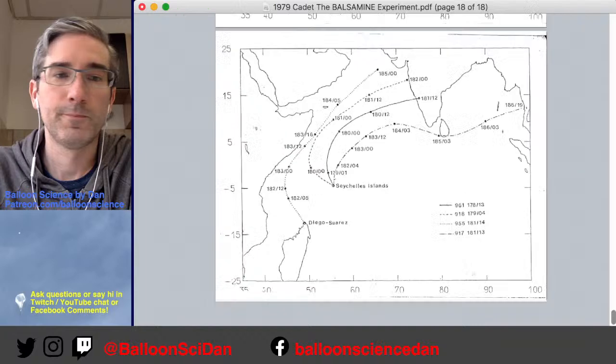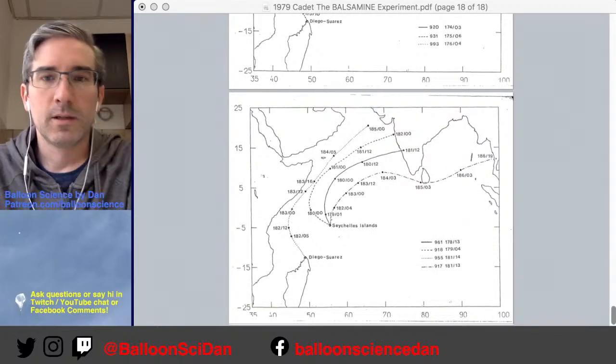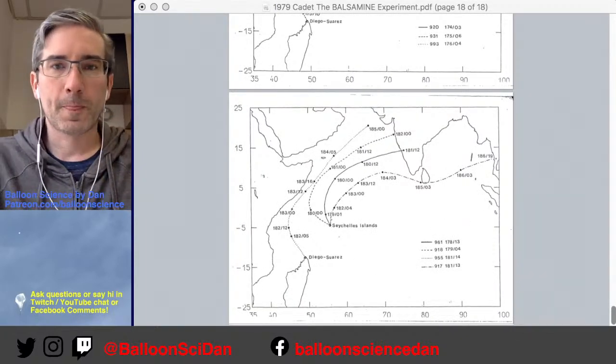And there we go. There we have it, everybody. That was the French BALSAMINE superpressure balloon program. Nice little technical paper about the structure of the balloons and the operation of the project.